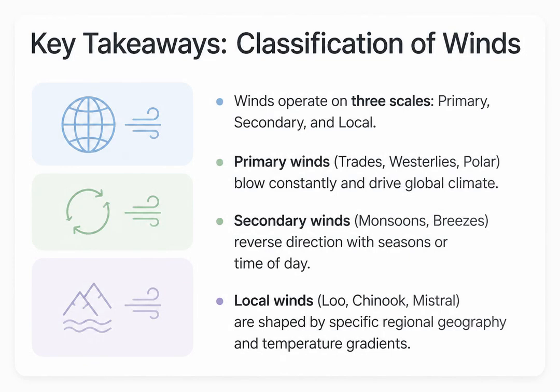To wrap up our discussion on the classification of winds, remember that winds operate on 3 distinct scales. Primary planetary winds drive the macro-global climate. Secondary periodic winds, like the mighty monsoons, dictate seasonal weather patterns. And finally, local winds, though confined to small areas, have profound impacts on regional agriculture, weather, and daily life.